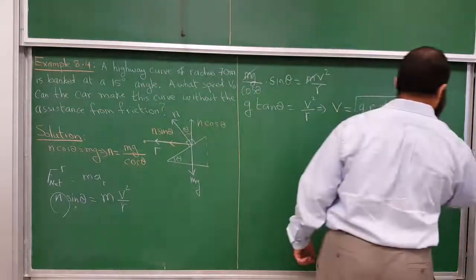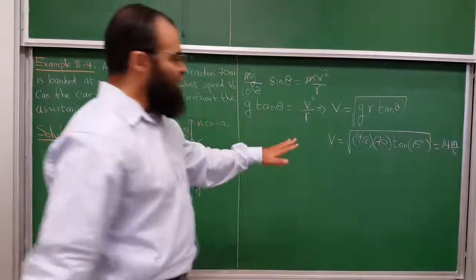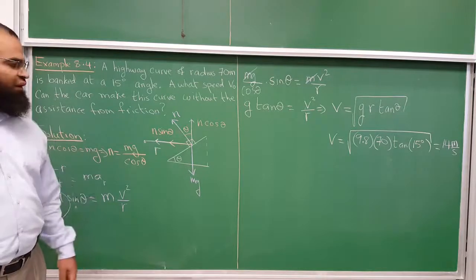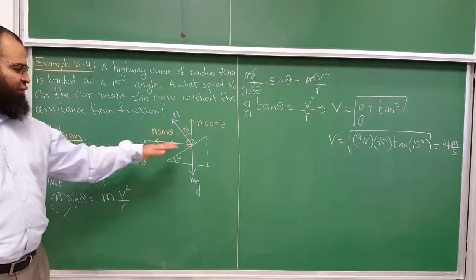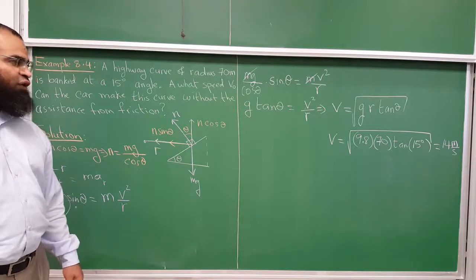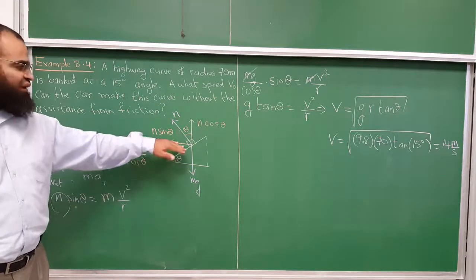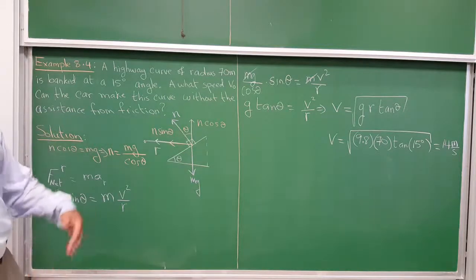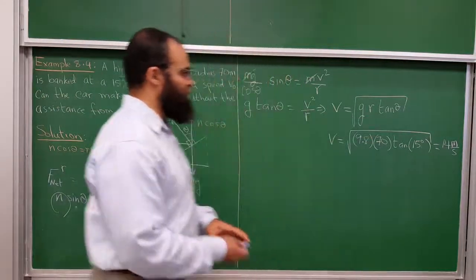Let me just put 14. So, if this car goes at exactly 14 meters per second, it will make this curve without even friction, even if it's perfectly slippery. So suppose it's perfectly slippery. If it goes at 14, it will make it. If it goes at a slower rate, it will start to slide down. If it goes at a faster rate, it will start to slide up. It will make the radius larger, because if you go at a larger speed, you will have a larger radius. Okay?